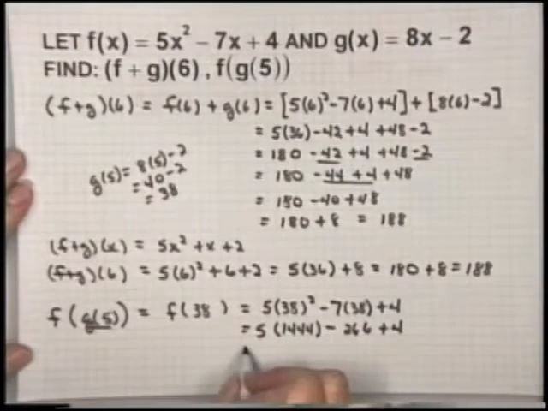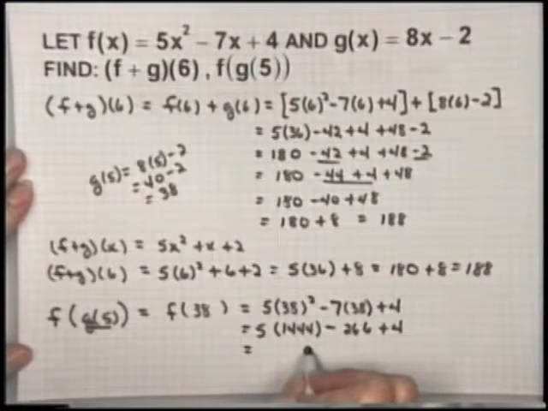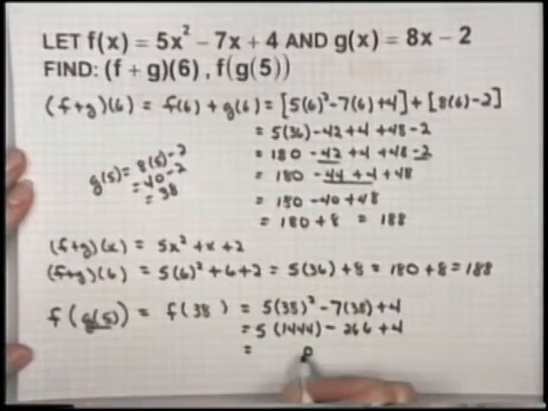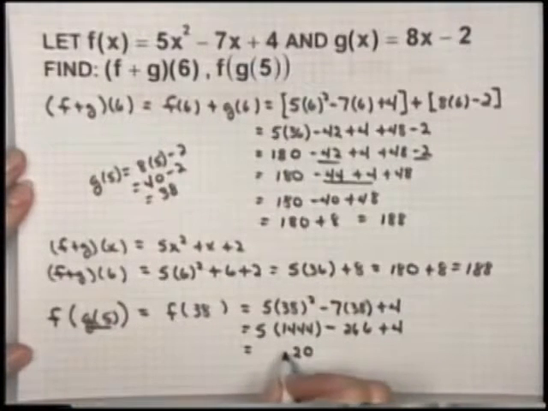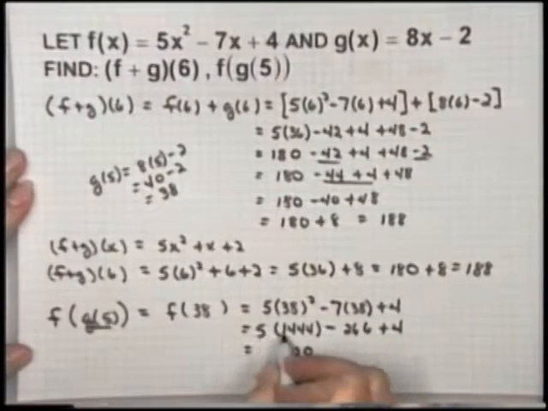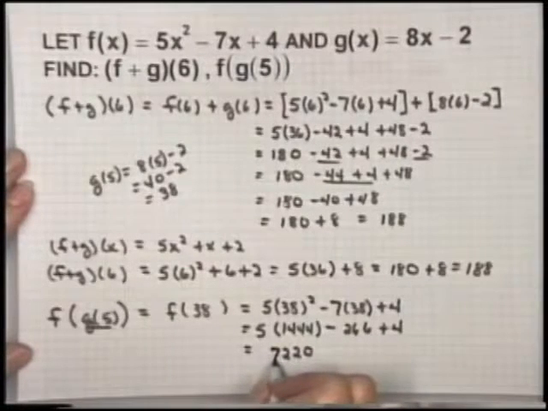Now I need to multiply by 5 here, don't I? 5 times 4 is 20. I'm carrying 2. 5 times 4 is 20. Carrying 2 gives me 22. 5 times 4 is 20. I carried a 2 again. That's 22. 5 times 1 is 5 plus 2 is 7.